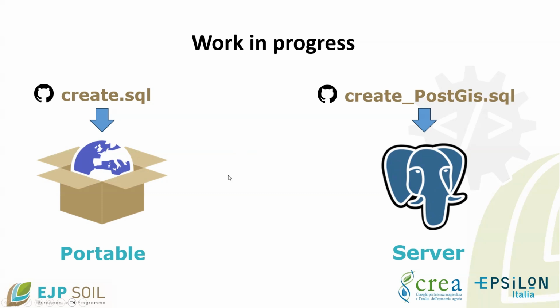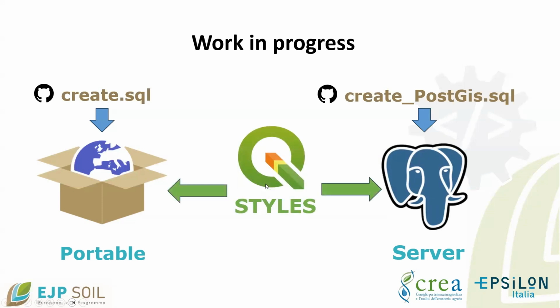So with data coming from different countries, for example, or different regions in a country, or whatever. To both the geopackage and the PostGIS, you can associate styles in QGIS if you use QGIS. And these are available as well in the EJP soil GitHub repository.